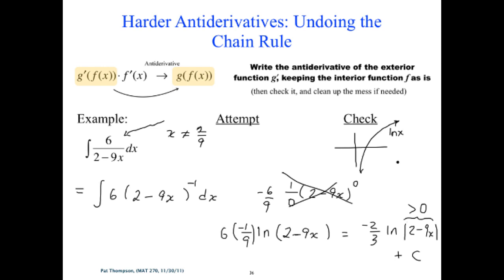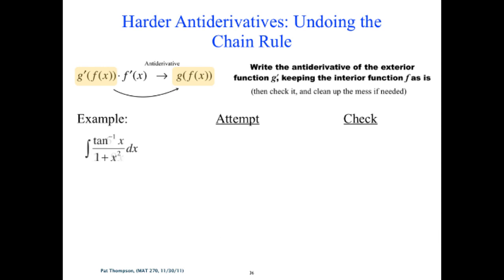Okay, any questions on this? So the answer is -2/3 ln absolute value of 2 minus 9x plus c. One more. This one's a little trickier. See if you can figure it out.